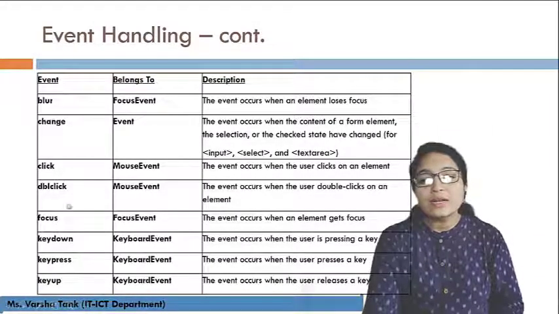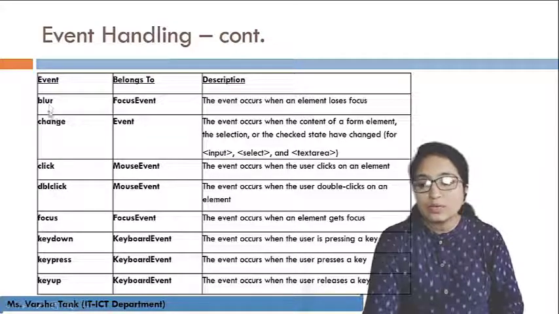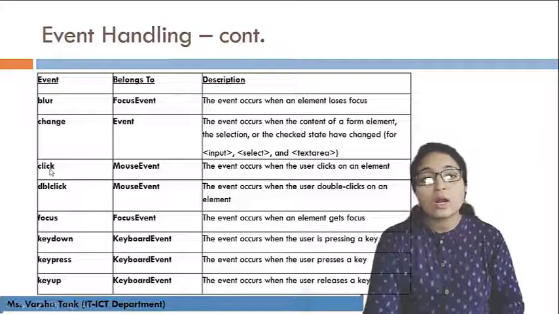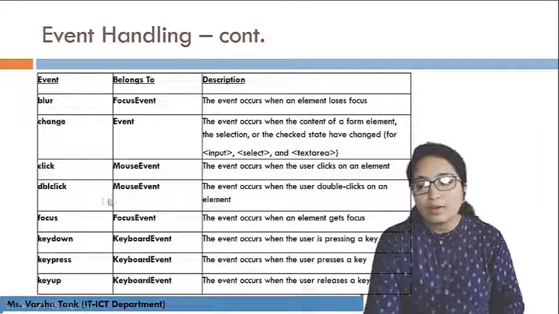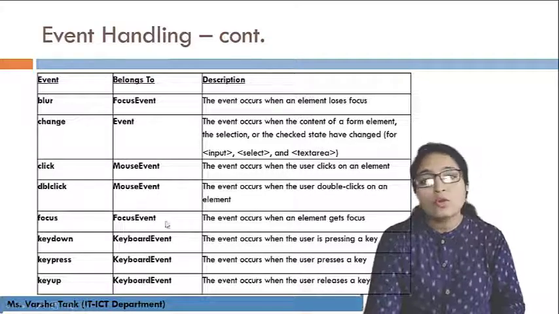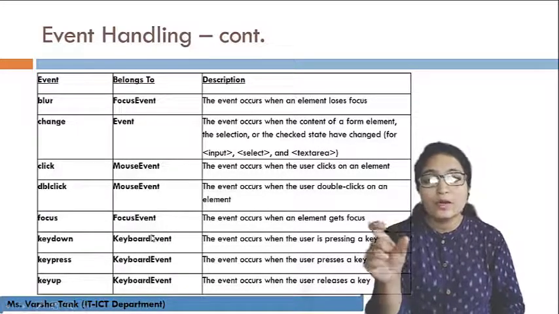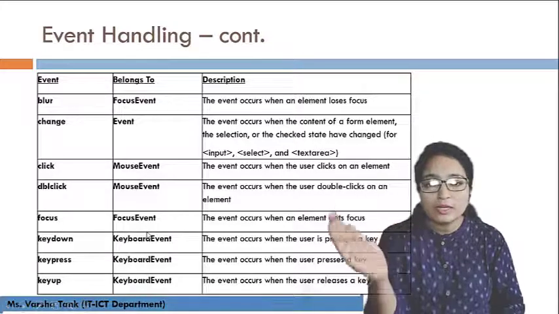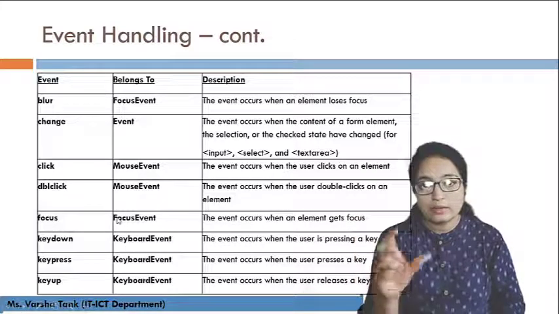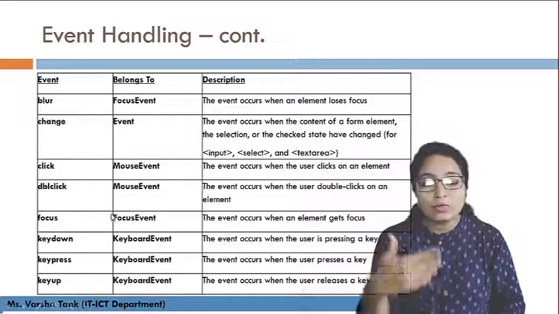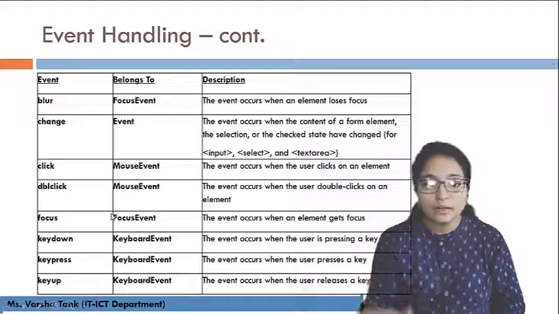These are the different types of events that are available. Here you can see the blur event, which means the focus event. There is the change event. Whenever you click something, a button or a text box, that is an event, for which you can use the mouse event. Double click also belongs to the mouse events. Focus belongs to the focus event. Whenever you are typing in a text box and press tab, it goes through the different text boxes, so every time you get the focus in a different text box.